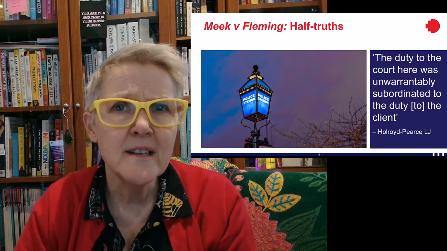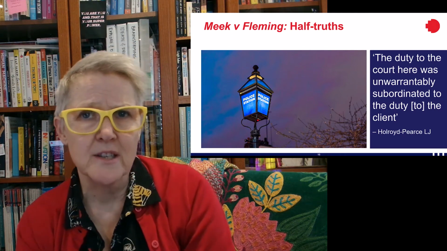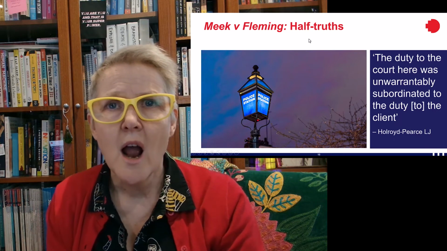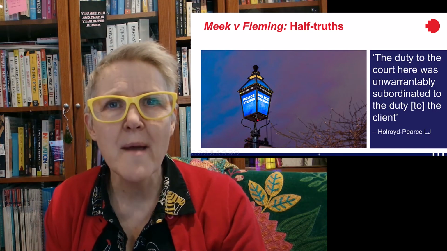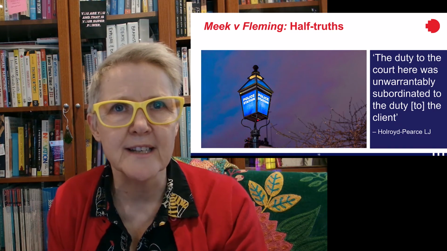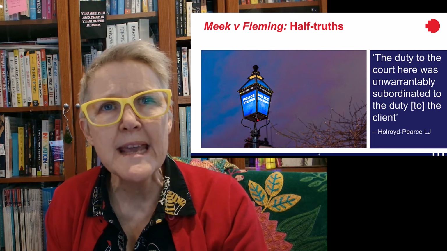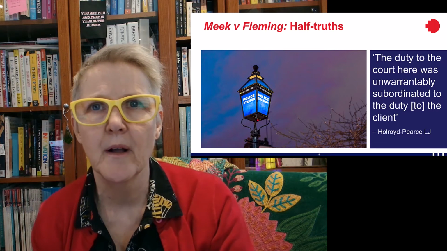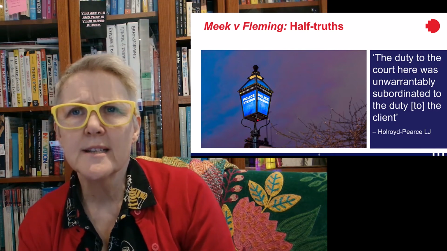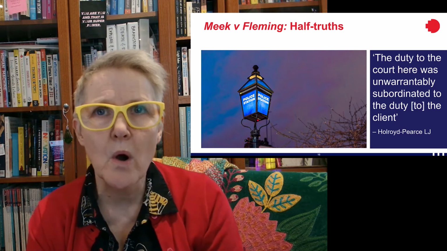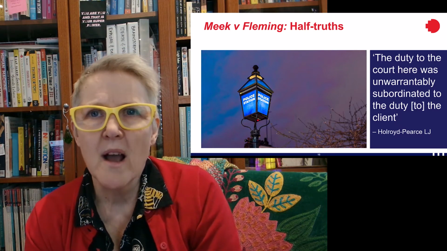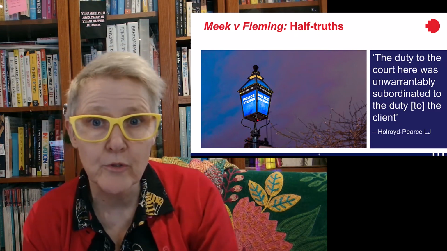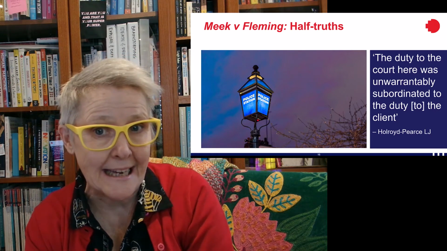So not everything is a straight out lie, though, is it? Something that is completely untrue. What happens when you've got kind of a half truth, I guess? So Meek and Fleming is a really good example of this, probably the key case in this area. And essentially it tells us that lawyers need to eschew statements or conduct that is a half-truth or that might otherwise leave the court with an incorrect impression, which is, let's face it, another word for misleading the court.